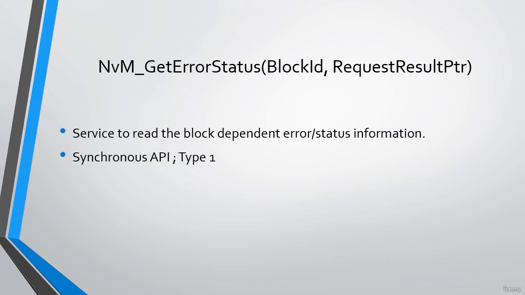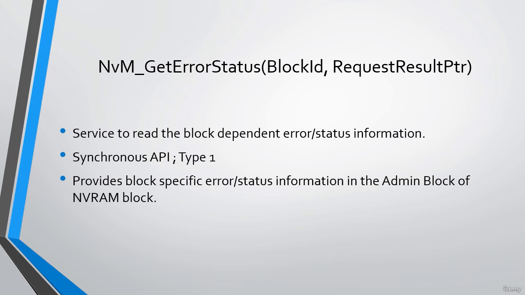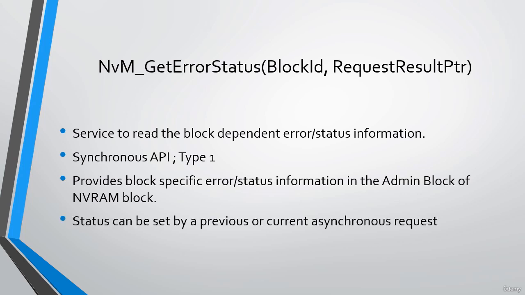Now this is a synchronous API and it's of type 1. It provides block specific error status information in the admin block of the NVRAM block. That's what I just mentioned. It will provide us the error status information which is in the admin block of the NVRAM block. Now the status can be set by a previous or current asynchronous request. The status that we are reading could have been set by either a previous or a current asynchronous request.